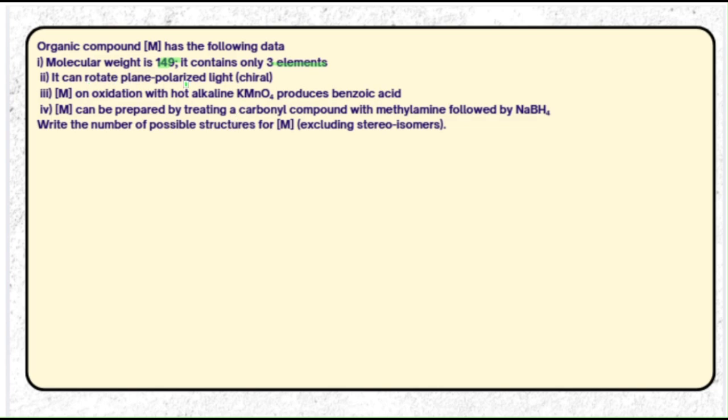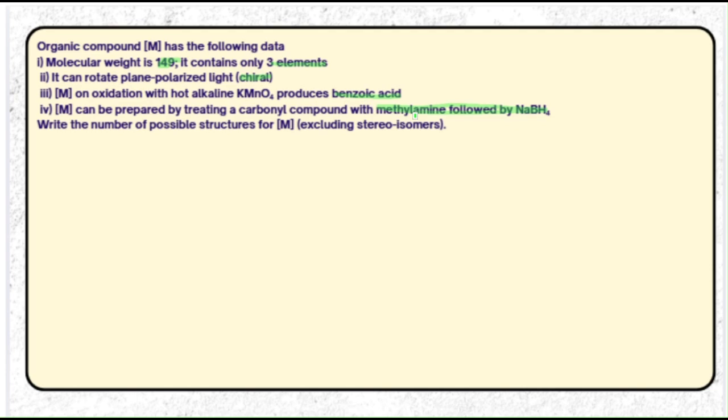It can rotate plane polarized light. That means it is chiral. It has a chiral carbon. M on oxidation with hot alkaline KMnO₄ produces benzoic acid. That means there is a benzene ring in the molecule. M can be prepared by treating a carbonyl compound with methylamine followed by sodium borohydride. That means it is a secondary amine.